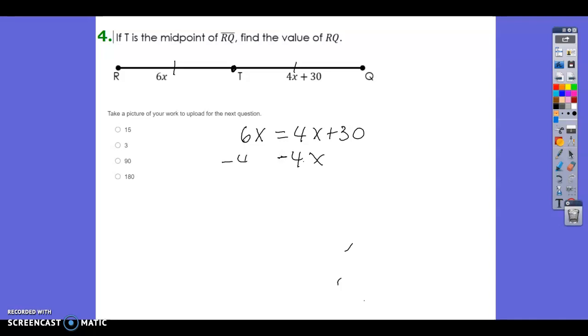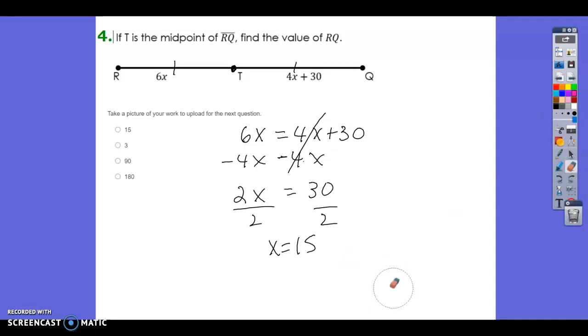Now, some people had trouble with the algebra. Just take a look at my algebra. Just review it very quickly. Make sure you know what you're doing. A lot of people got x as 15. A lot of people. 15 is not the answer. 15 is the value of x. If you look at the problem, they are not asking for the value of x.